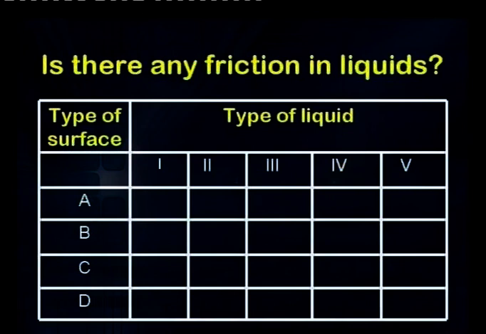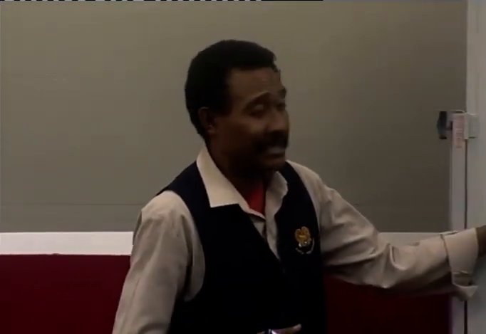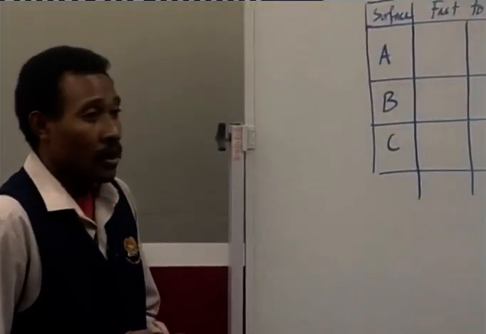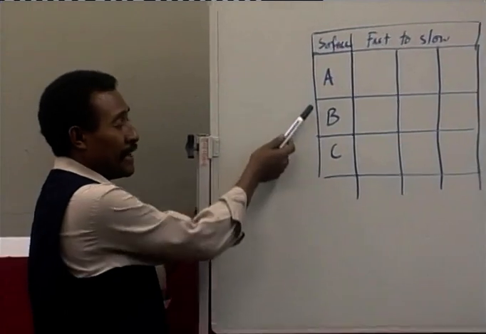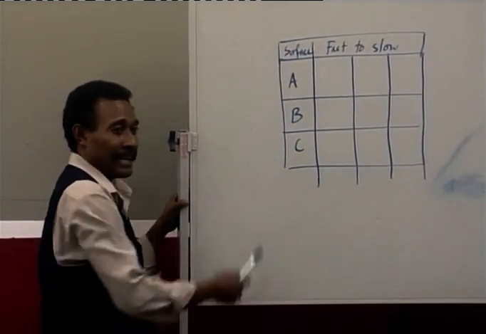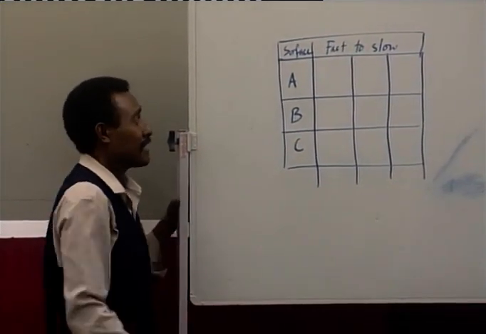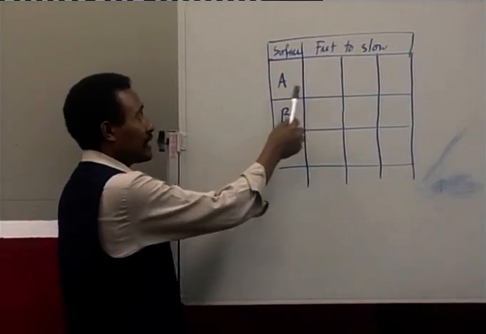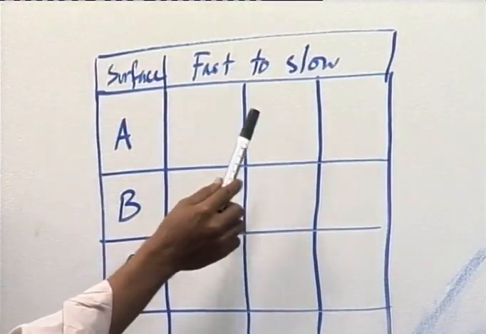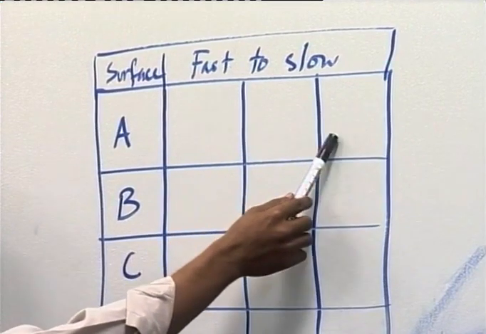Right, we will stop here. Many of you have finished, and I hope your tables are also completed, answering: is there any friction in liquids? We'll quickly go through the results by looking at this table. We have three surfaces, A, B, and C, and we will find which is the fastest, which is a bit fast, and which is the slowest.